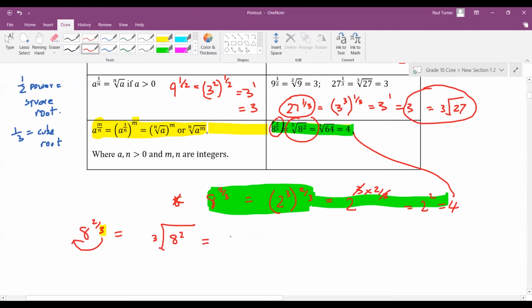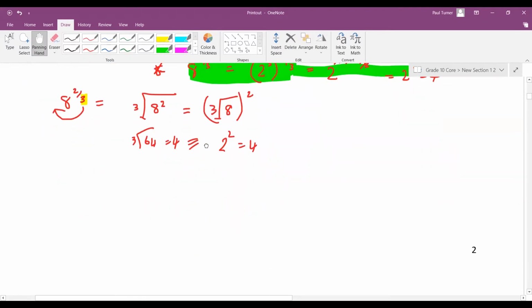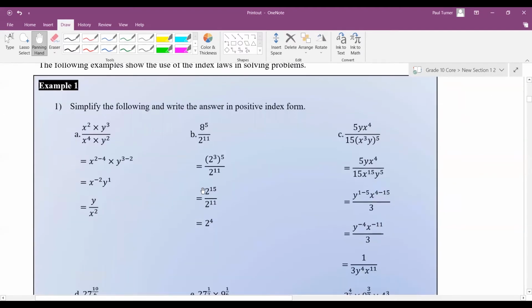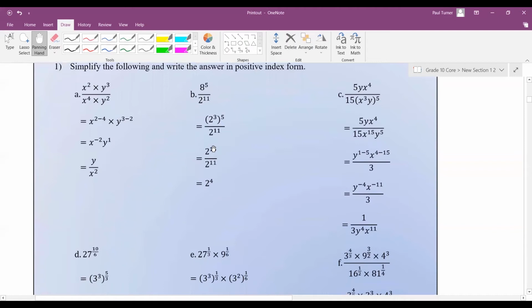The other way you can write it is cube root 8, but then you put the square on the outside. That's what's been done here. So that's another way you can do it. So this is cube root 8, which is 2. 2 squared is 4. And that's the cube root of 64, which is also 4. It's just another way to do the problems, okay? So they're the basic rules you need to know. These last two, you really didn't do much of that in grade 8, did you? So I'll run through these examples before you do any.